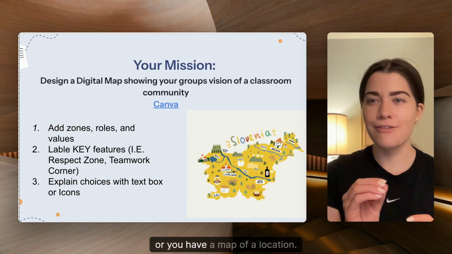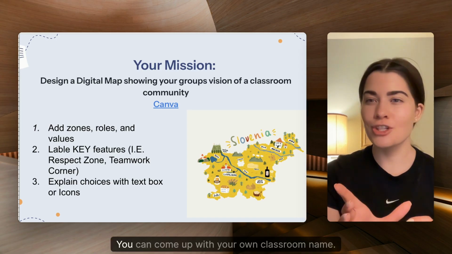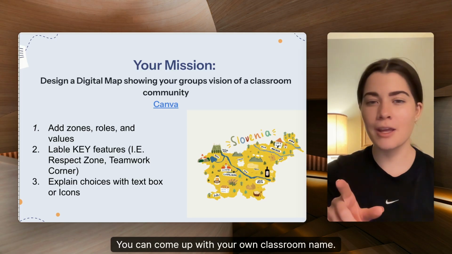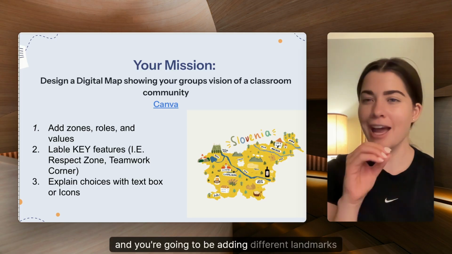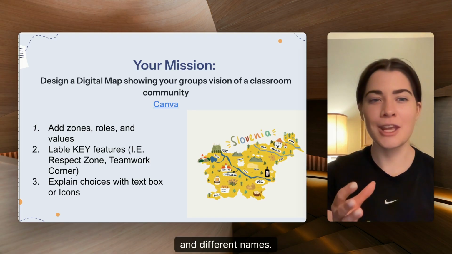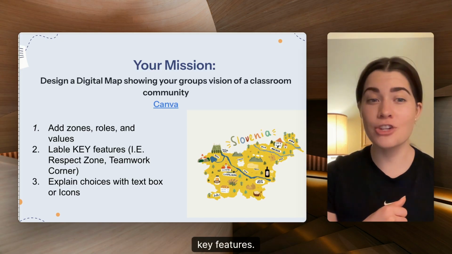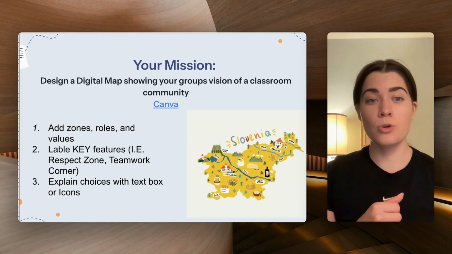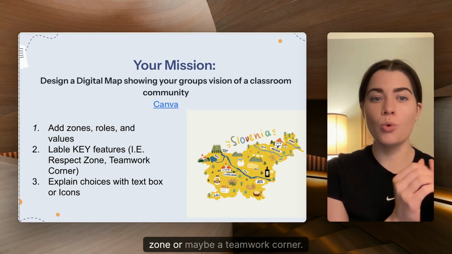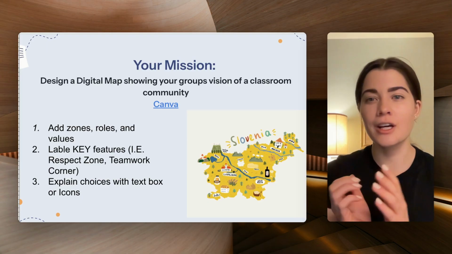Or you have a map of a location. You can come up with your own classroom name. And you're going to be adding different landmarks and different names. So you're going to have those zones. You're going to make sure you're labeling those key features. So, for example, a respect zone or maybe a teamwork corner.